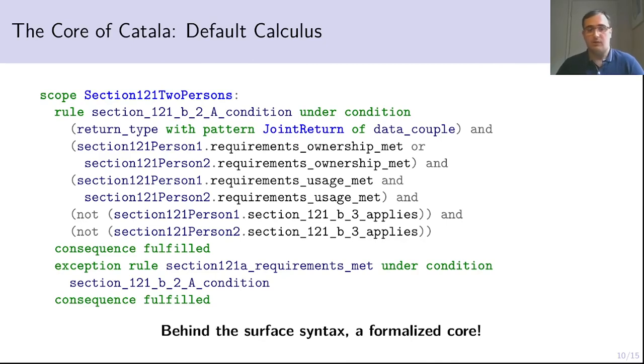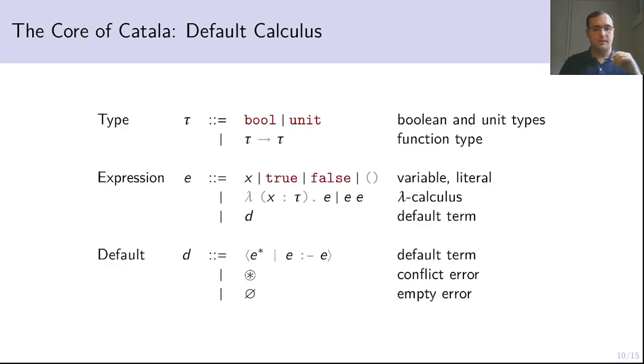So here is another example of a Catala program. The surface syntax is very verbose and has been co-designed by lawyers who have actually picked the keywords so that they can read and understand them. But for the formalization, we're going to go for a core of that language, which is attainable after several desugaring steps. And this formalized core, we have given it the name of default calculus, since it's just a lambda calculus with a default term whose form is shown on this slide with the label D.